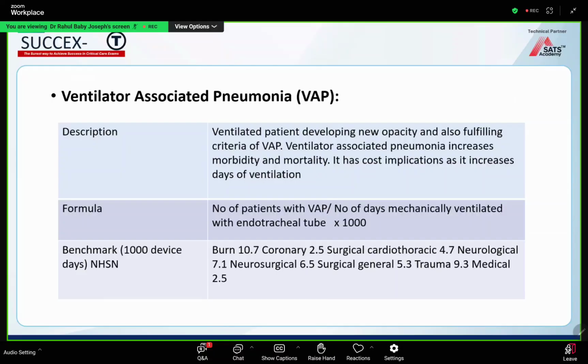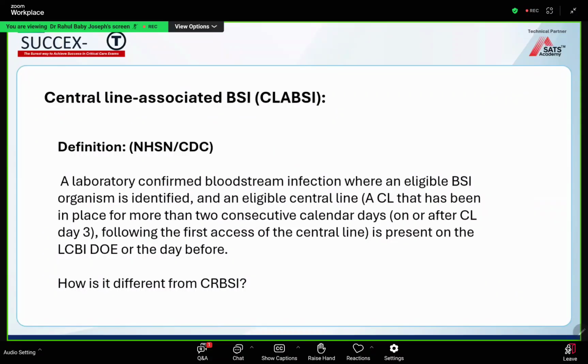Number of patients with VAP divided by the number of device days is taken and multiplied by 1,000. So for any infection control parameter, the denominator is almost the same, which is always the number of device days. And the benchmark per 1,000 device days by the NHSN is different for different ICUs. For medical ICU, it is taken as around 2.5 per 1,000 device days.